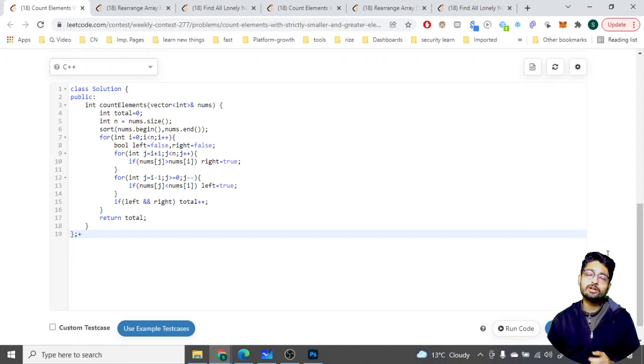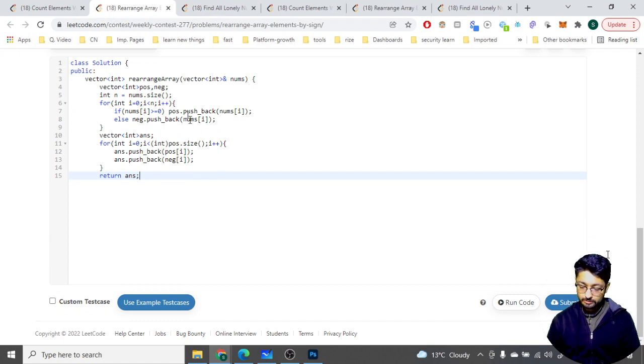Now if I find both on the left and right side the properties that I'm looking for, I'll increment the total and just print out the total. Very simple answer, very straightforward solution. Let's move on to the next problem.